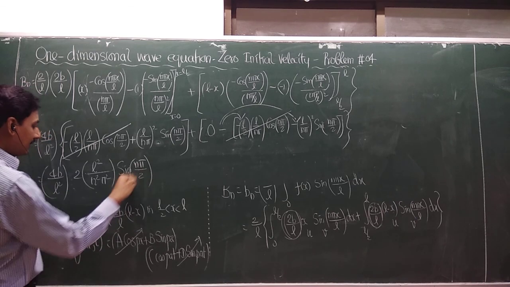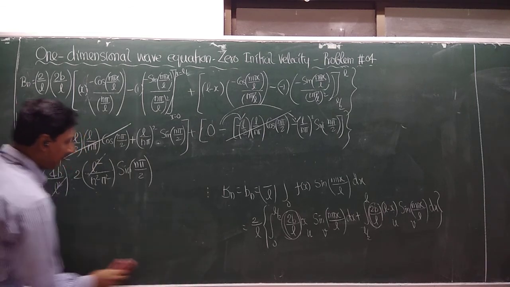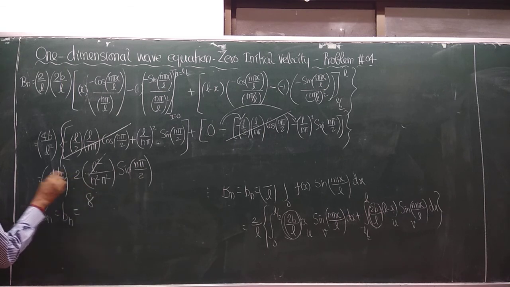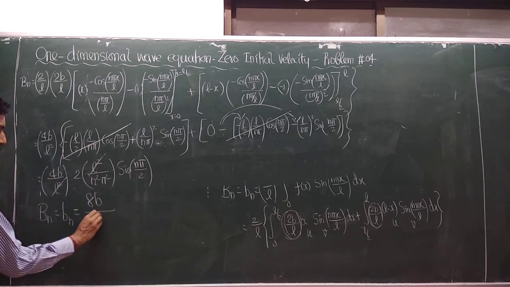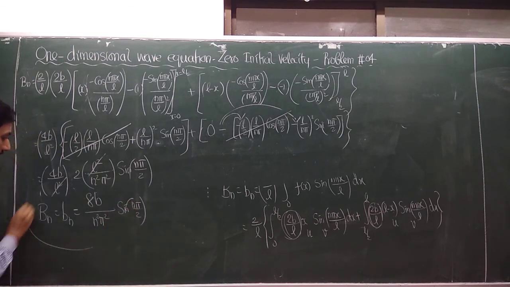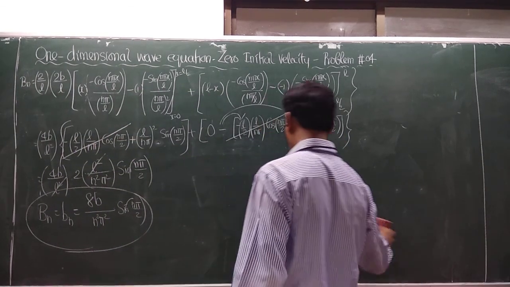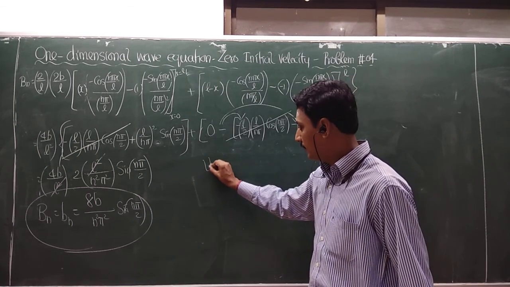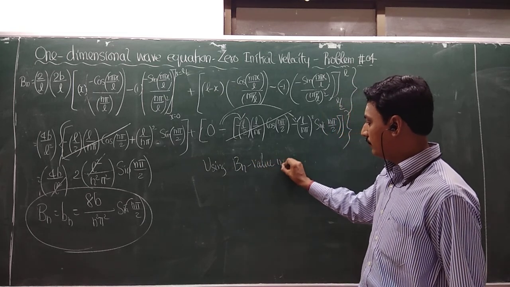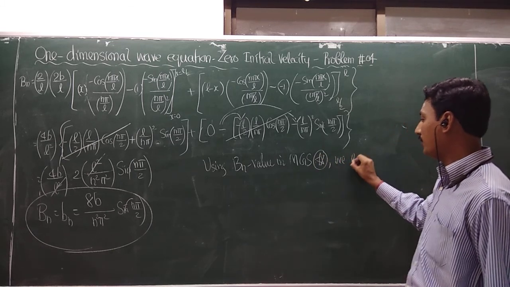After cancelling the L square, what's the capital Bn value? Capital Bn value is equal to 4 into 2, 8b by n squared pi squared sin of n pi by 2. So this is my capital Bn value. Let's substitute this capital Bn value in the most general solution, the star equation, and we obtain that.